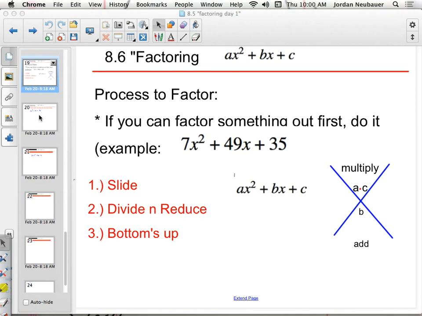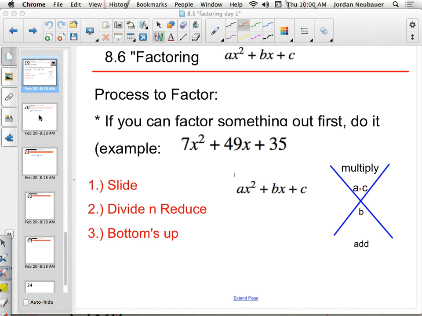All right, guys, I'm absent today, so we're going to do a video lesson for the second half of 8.6. Today we are factoring things that have leading coefficients that are kind of in common. If you look at the example for today and the process to factor, the first one says if you can factor something out first, you should do it.